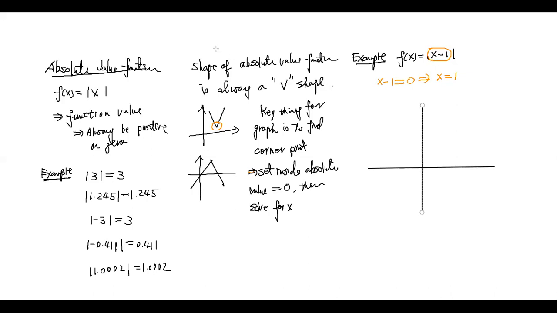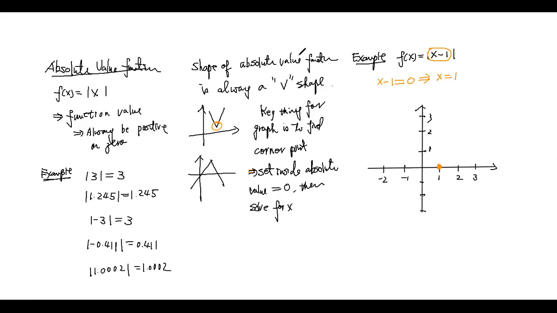Okay, so here, this is 1, 2, 3. This is negative 1, negative 2. Then this is 1, 2, 3, 2, 3, negative 1, negative 2, negative 3. Because x equals 1, that means your corner point is going to be here. That means your V shape is going to go this way from this point.